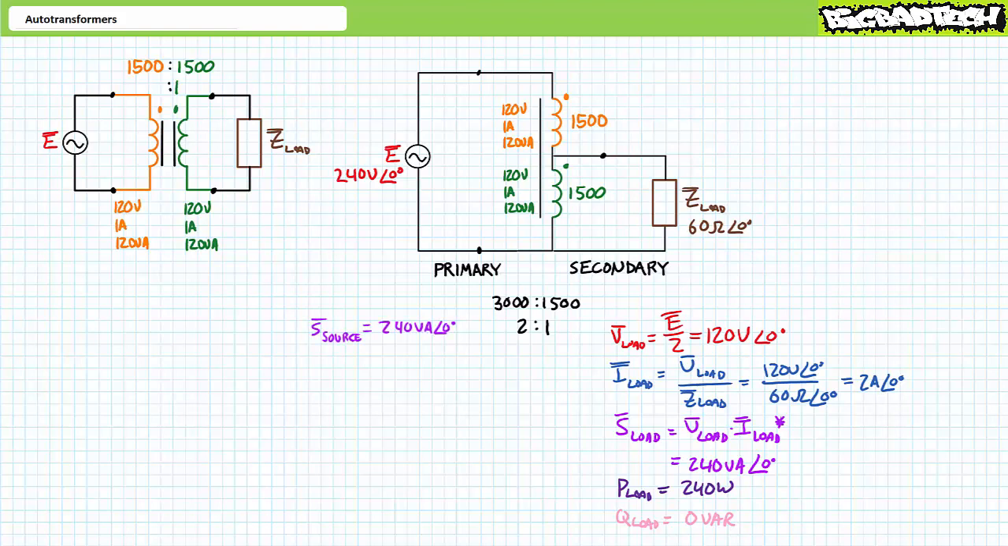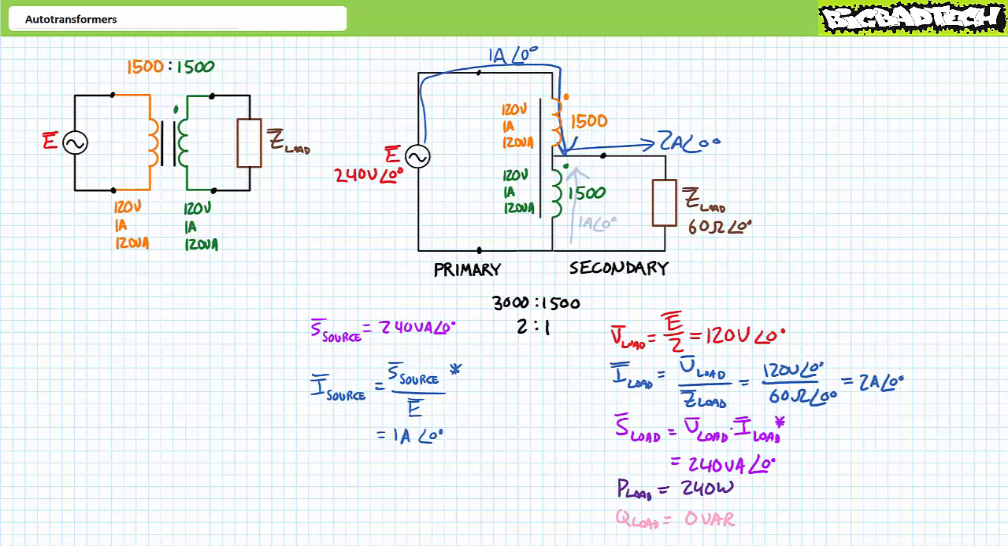Assuming the autotransformer is 100% efficient, we can say power in equals power out, such that the source must supply 240 volt amperes of apparent power. An algebraic manipulation of the power equation, solving for current, demonstrates the primary input side of the autotransformer would draw 1 amp of current from the 240 volt source. An application of Kirchhoff's current law at the center tap demonstrates 1 amp of current enters and 2 amps leaves. This means the remaining 1 amp comes from the secondary winding bottom to top.